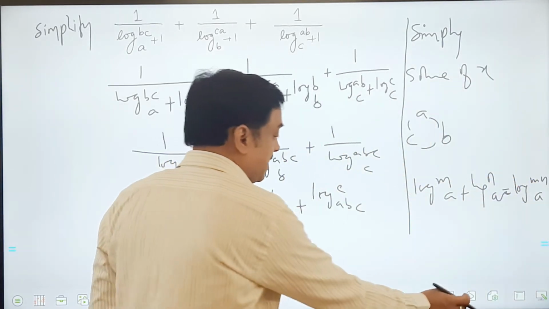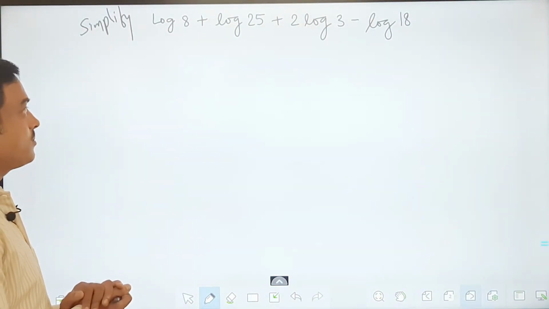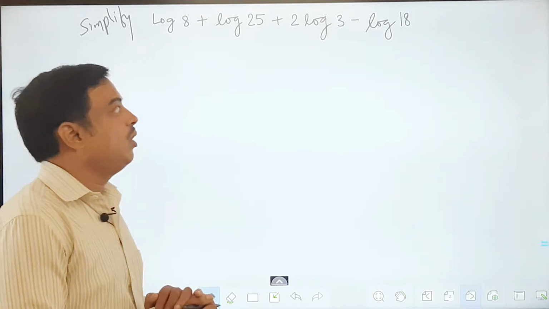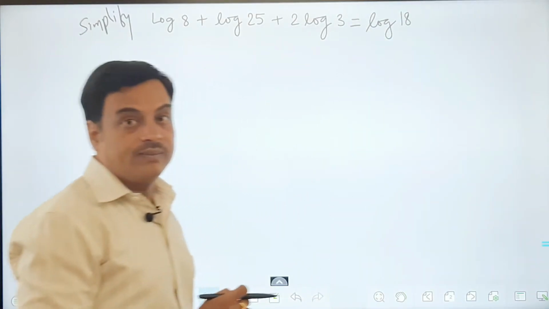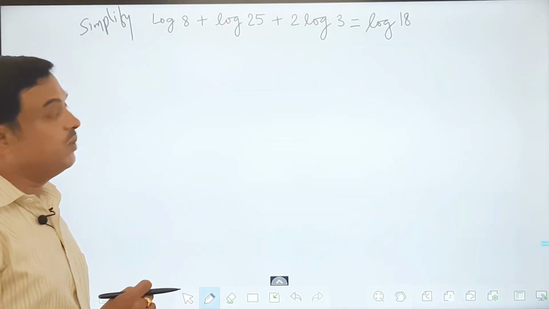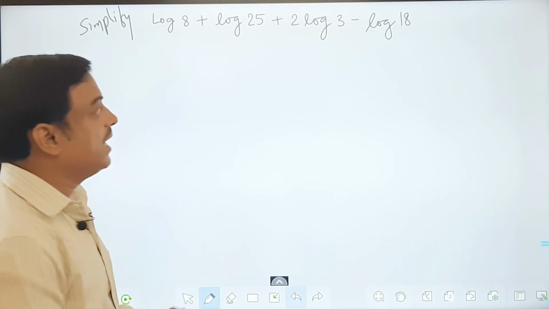So let us see one more example, friends. Given log 8 plus log 25 plus 2 log 3 is equal to, minus log 18 is given to us.